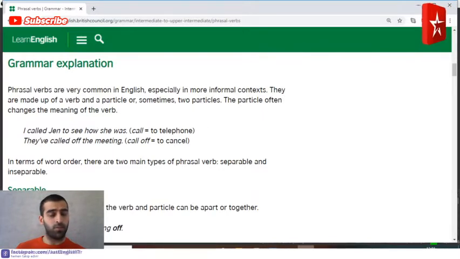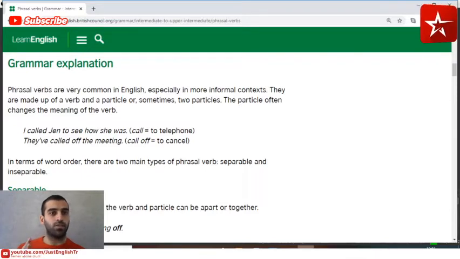In today's lesson, we will be talking about phrasal verbs. In the first part, we looked through some of them related to call, cut, drop, okay? And now we will be talking about the two types of phrasal verbs. Phrasal verbs, as you know, are very common in English, especially in more informal contexts. They are made up of a verb and a particle, sometimes two particles. The particles mean prepositions or adverbs that we can use.